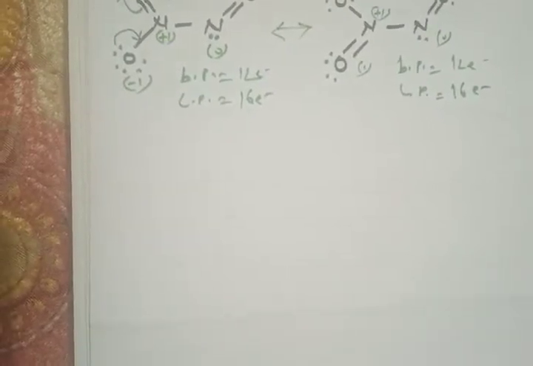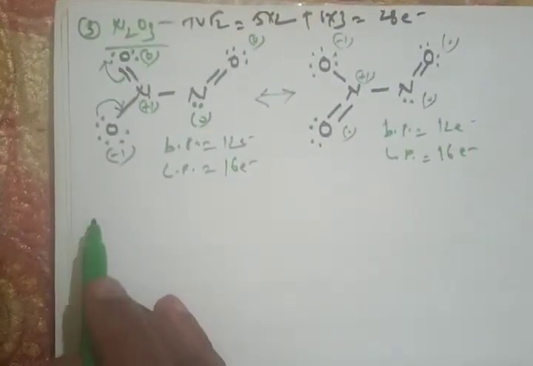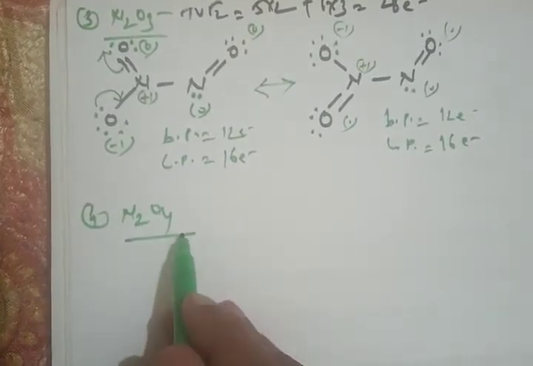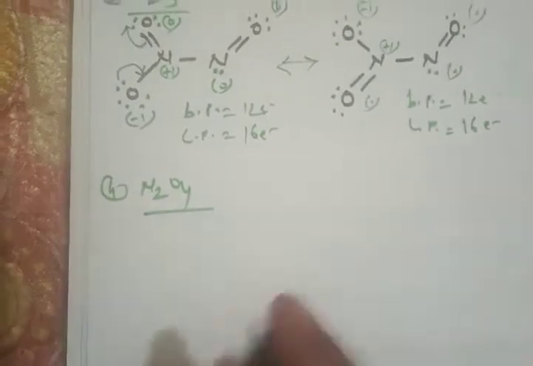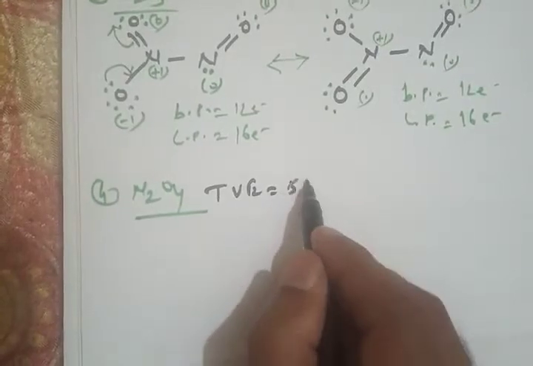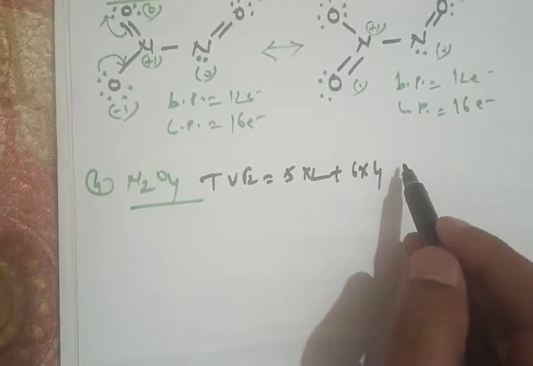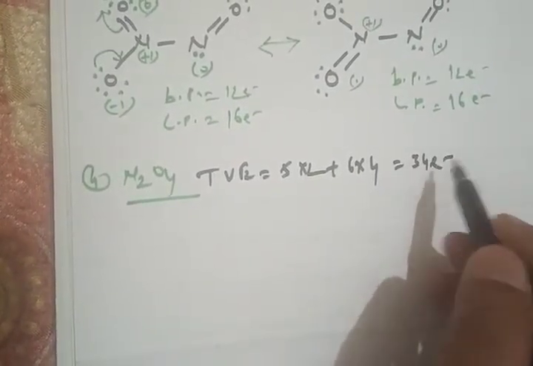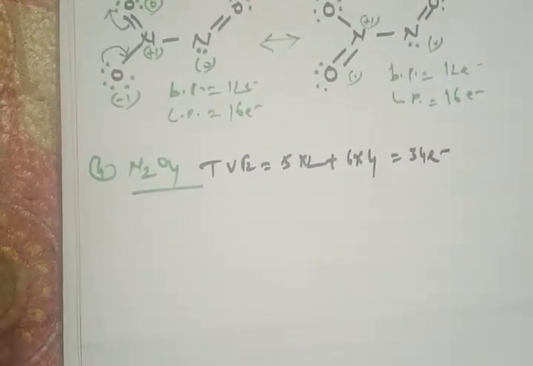So this is how the N2O3 structure is drawn. Then we'll go for the fourth one, and this is N2O4, nitrogen tetroxide. Again we'll draw the structure quickly. So the total valence electrons in this case will be 5 into 2 plus 6 into 4. So this will give you 34 electrons. Okay, so with the 34 electrons, let's draw the structure.